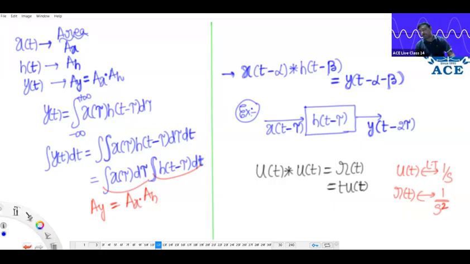So I am explaining a few examples on the shifting property. Input shifted by alpha and system by beta means the overall shift is alpha plus beta. Again, everyone observe the screen first.